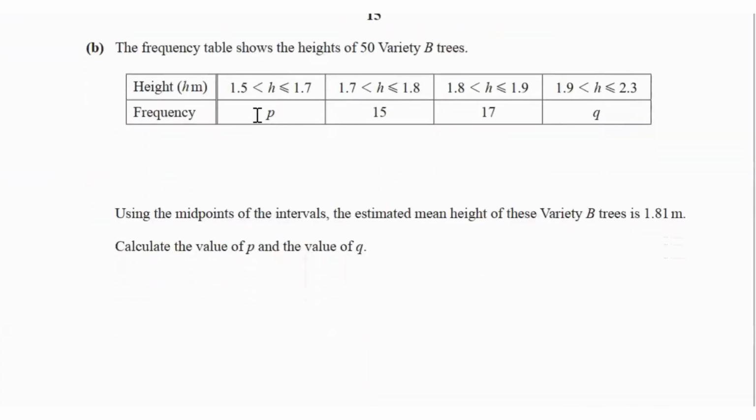Then the frequency table shows the heights of 50 variety B trees. We have the intervals for the height, we have the frequency. Using the midpoints of the intervals, the estimated mean height of these variety B trees is 1.81 meters. Calculate the value of P and Q. So they've made this question quite simple for you by highlighting that you have to use the midpoints of the intervals, which means you have to find the midpoints of the height intervals, use those to find the mean, and from that you find the value of P and Q. So first let's find the midpoint.